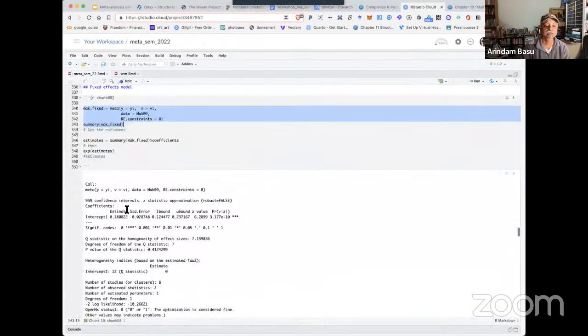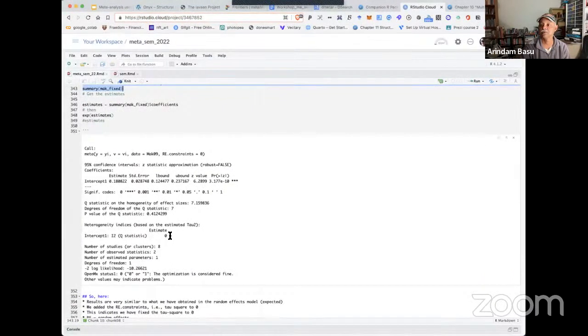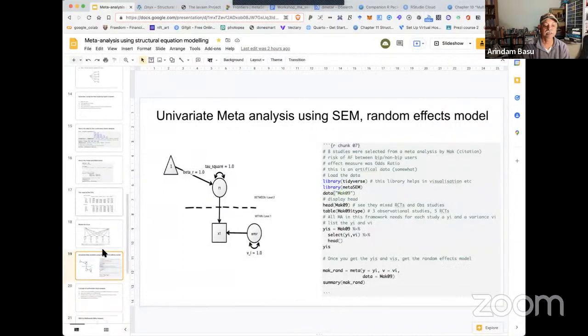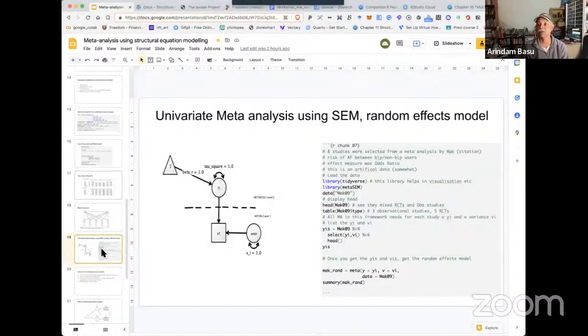And again, you can see that I square is 0. So a fixed effects model is probably a better fit, or you could go with a fixed effects model. You don't really need a random effects model, although you can report a random effects model. No difference between the two. So that's an example where you see a univariate meta-analysis where you can switch between fixed effects and random effects model using a structural equation model, but it's a conceptual understanding that's quite important.